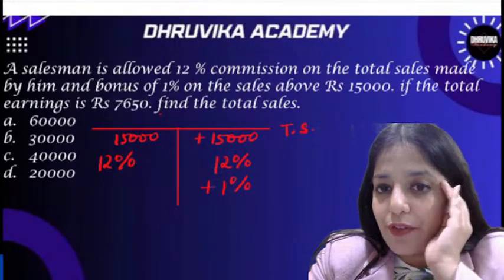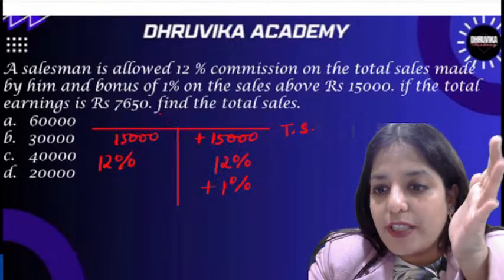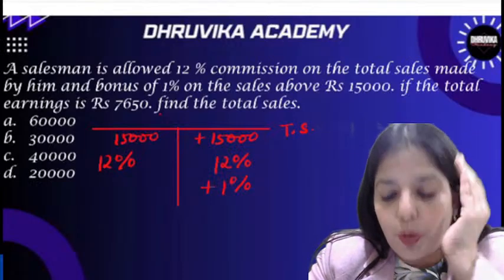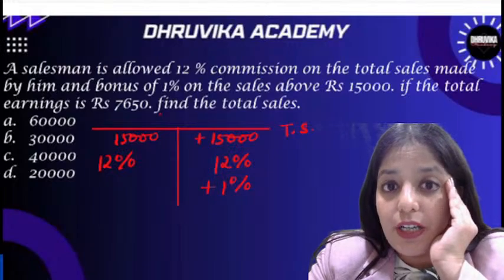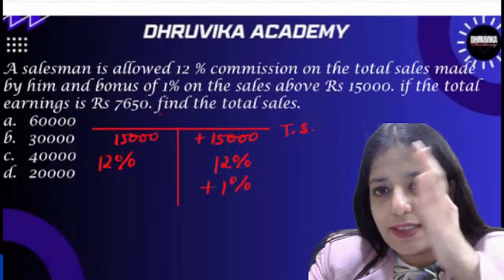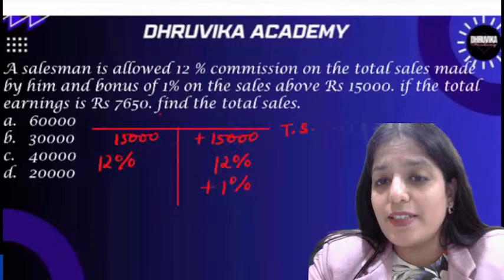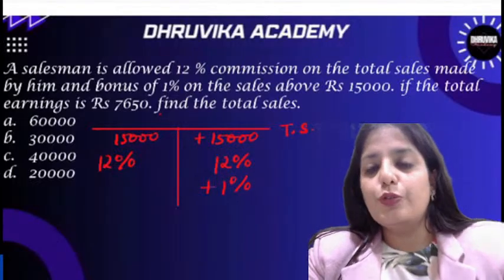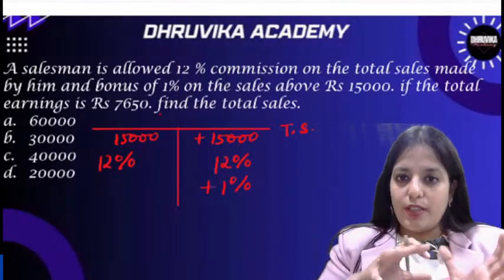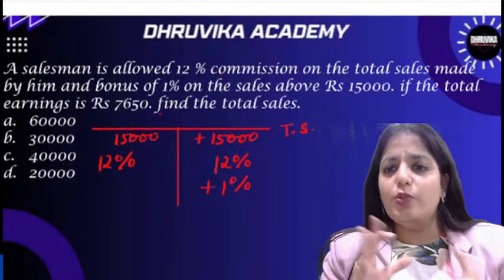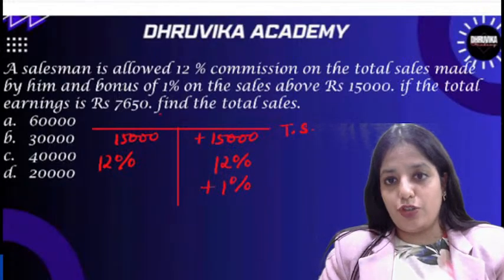that means whatever commission he has earned is 7,650. So what will be the total sales amount? They are asking you to find. It's very easy. You can solve it in both directions. I am giving you one direction, but you can solve it in either direction.